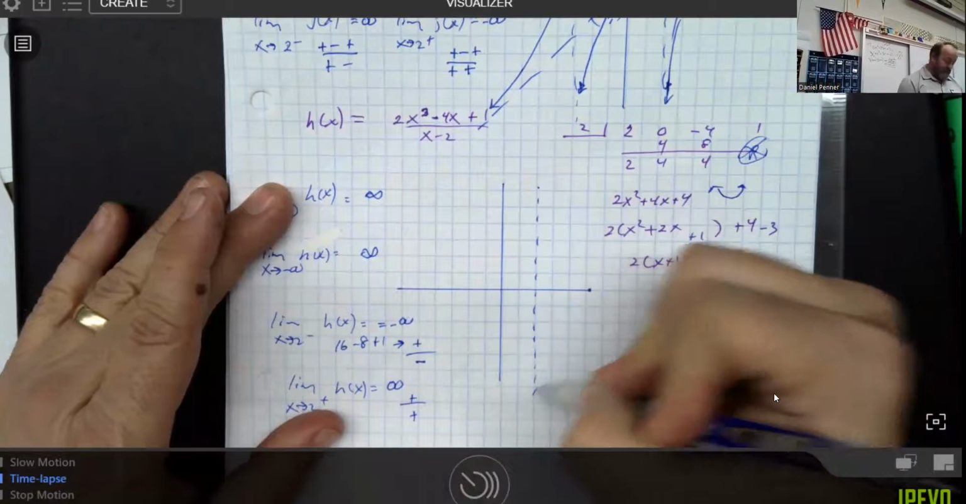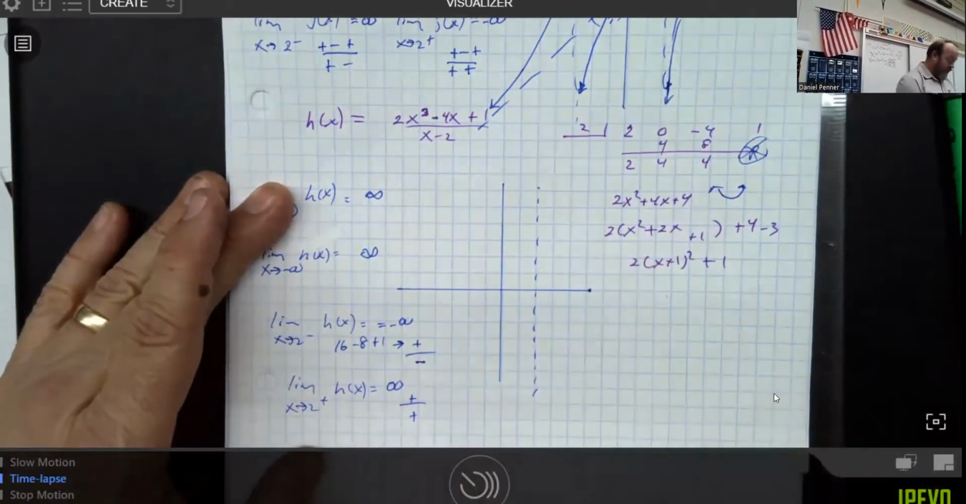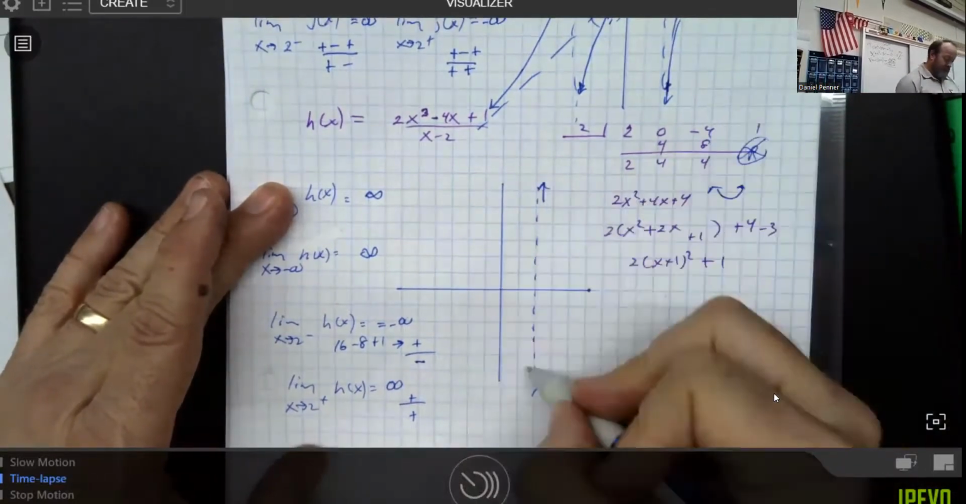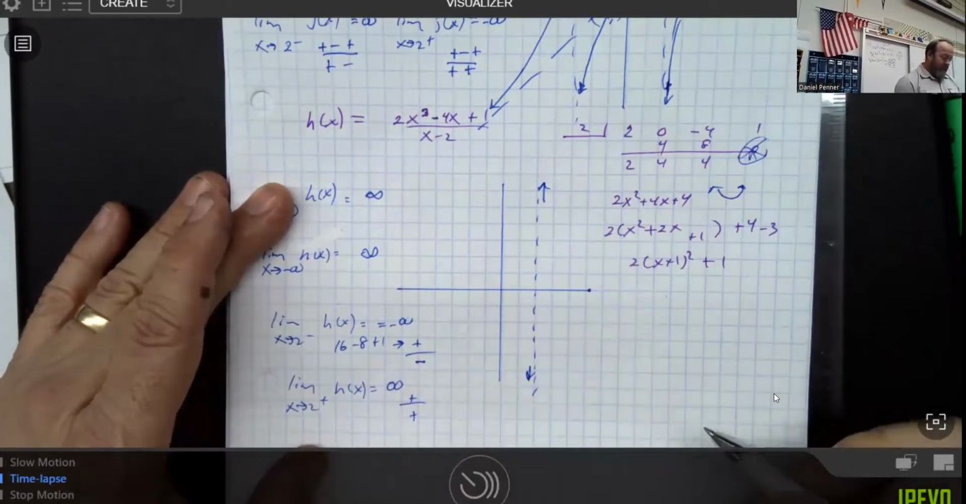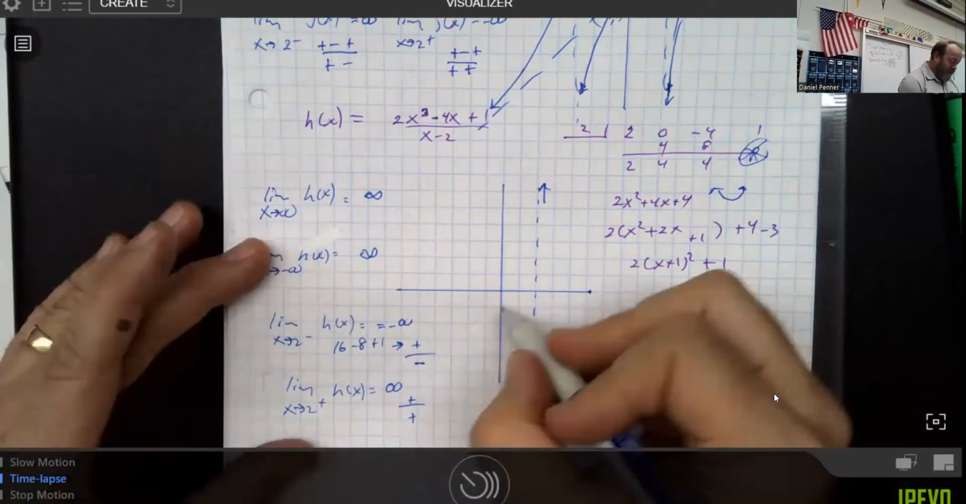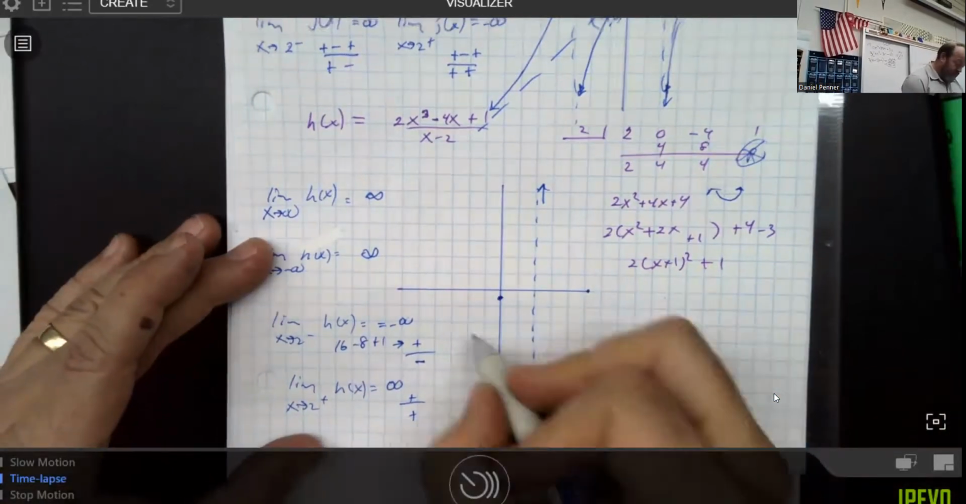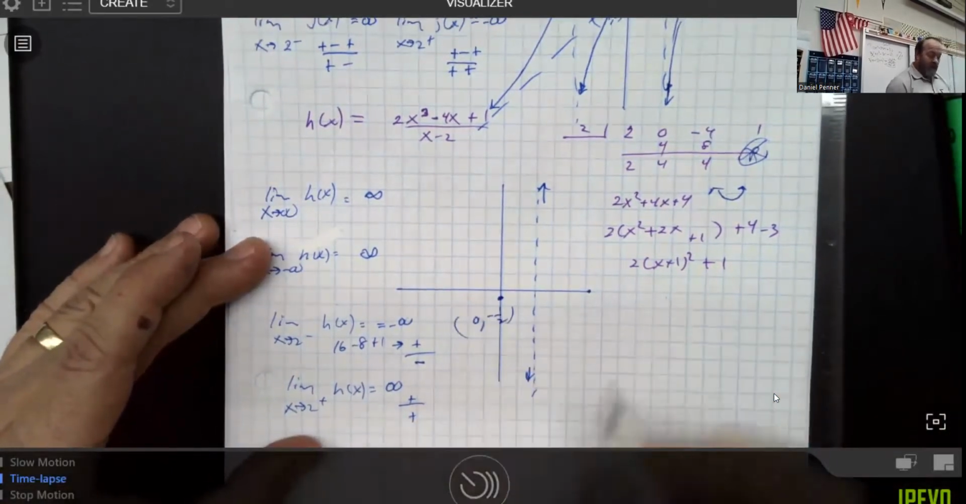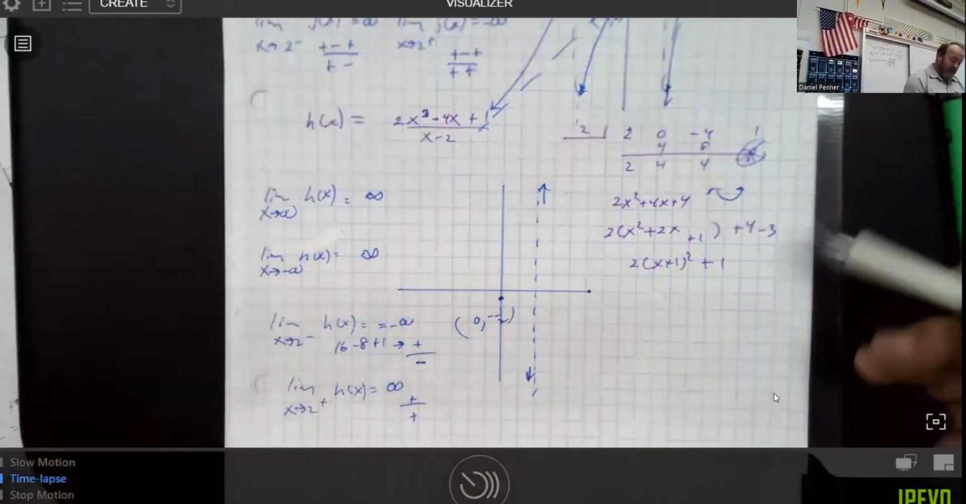I've got a vertical asymptote here. It is going up on this side, down on this side. A couple little things that I noticed is if I plugged in 0, I got -1/2. Again, just the y-intercept. Now, I did play with my parabola over here.